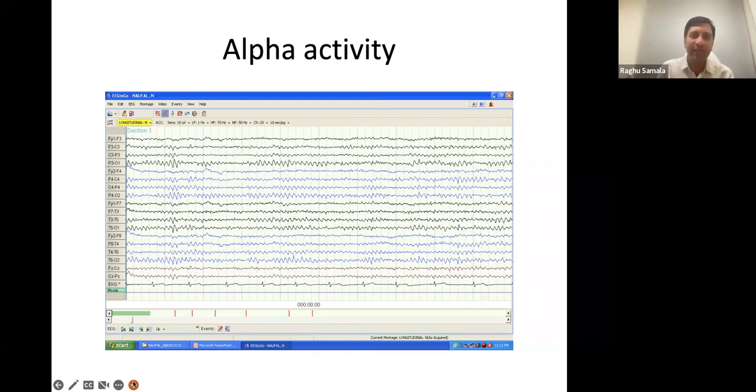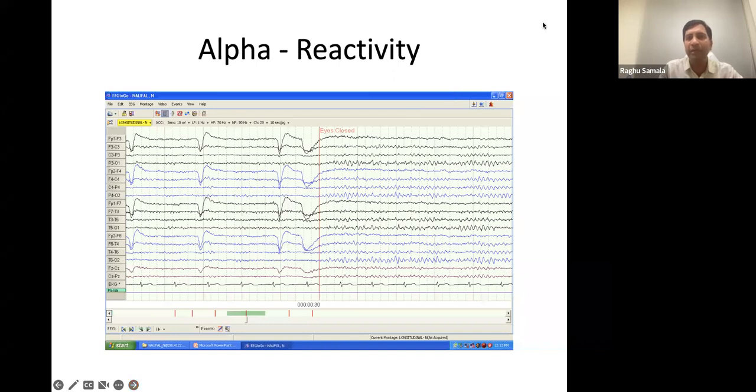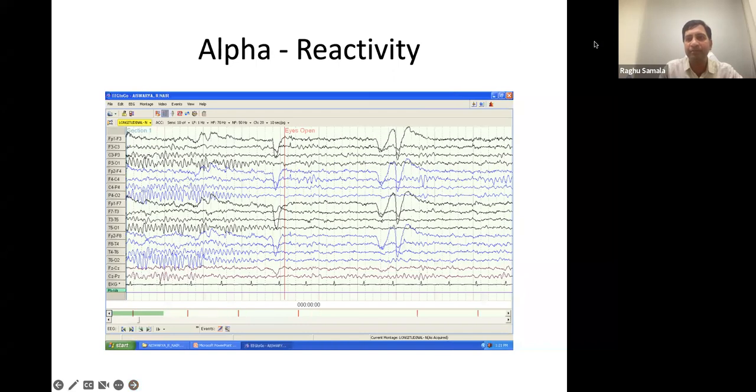In this one, everything looks monomorphic, and you are seeing some waveforms which are present on both the right side and the left side. You can see this one also. So this also shows a similar one. I am showing this only to make you familiar with what we are going to talk about next.